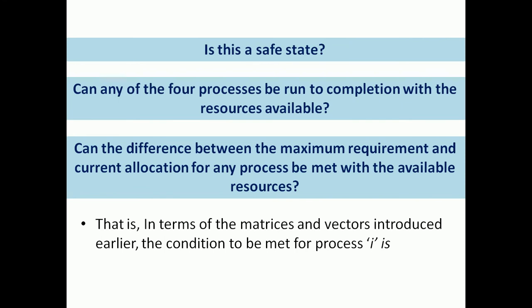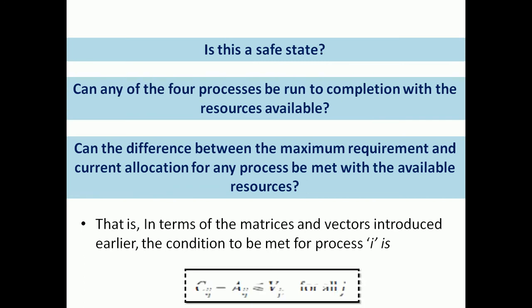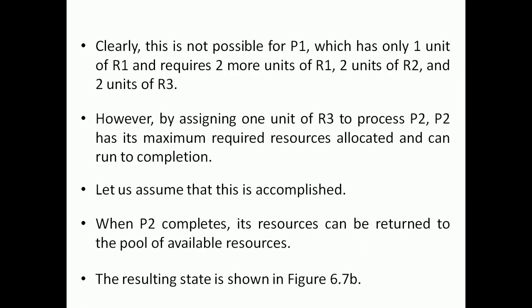In terms of the matrices and vectors introduced earlier, the condition to be met for the process i is Cij, that is the claim matrix, minus the allocation matrix, is less than or equal to B. That is what it will be. B is called the available. Yes, obviously the condition is met, so I am going to claim that the system is in a safe state right now. So these are all the corresponding explanations for the respective processes.